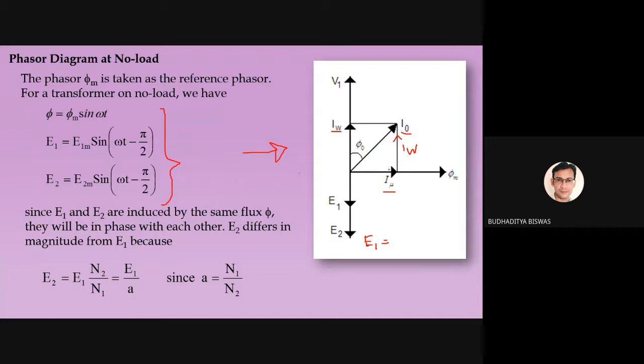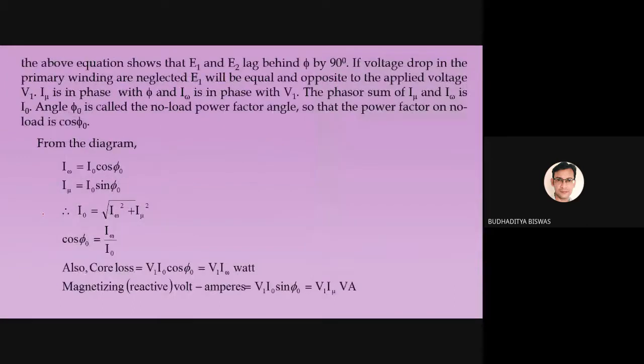The second one is using the cosine of this angle: cos phi 0 equals Iw by I0, and Iw equals I0 cos phi 0, I mu equals I0 sin phi 0. These are very easy to understand from this figure, and these formulas are required to do the numericals based on the no load components.